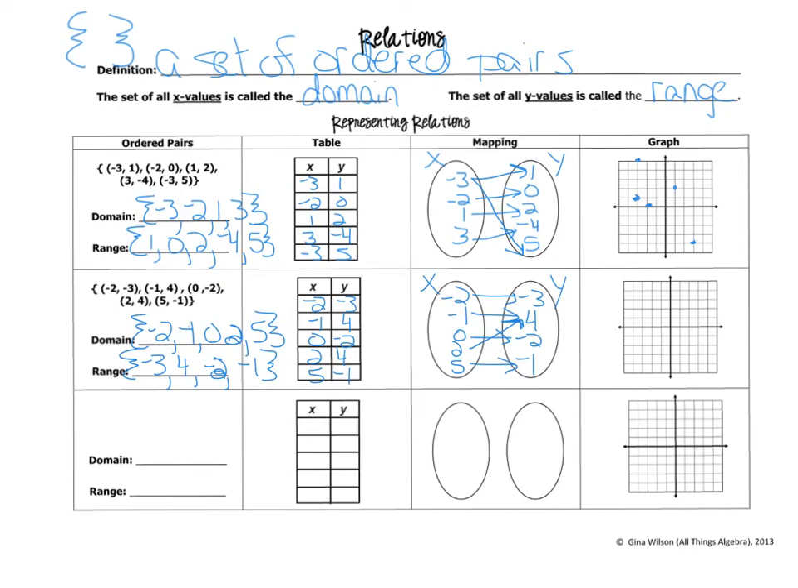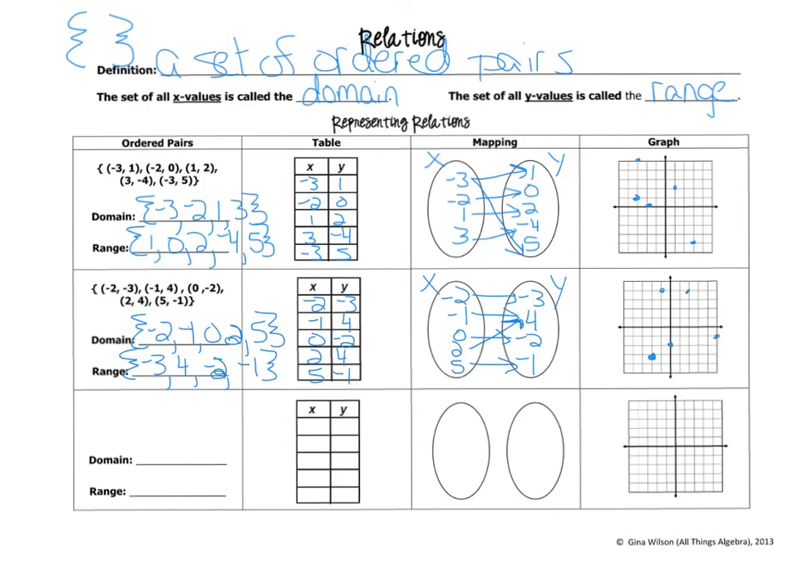Then graph. Negative 2, negative 3. Sort of right there. It's hard for me to do this on the iPad. Negative 1, 4 is there. 0, negative 2. 2, 4 is there. And 5, negative 1: 1, 2, 3, 4, 5, and down to negative 1.